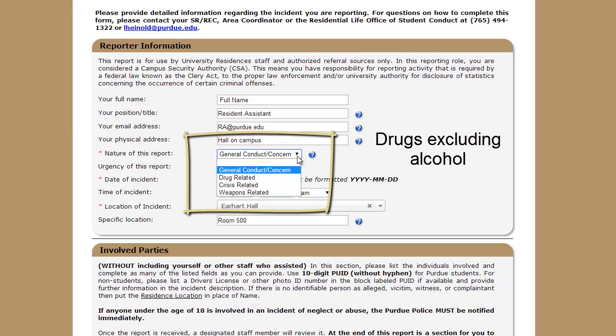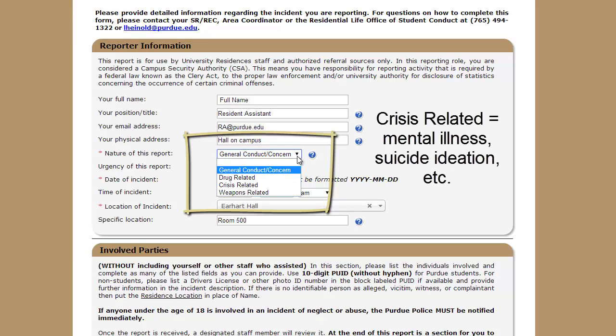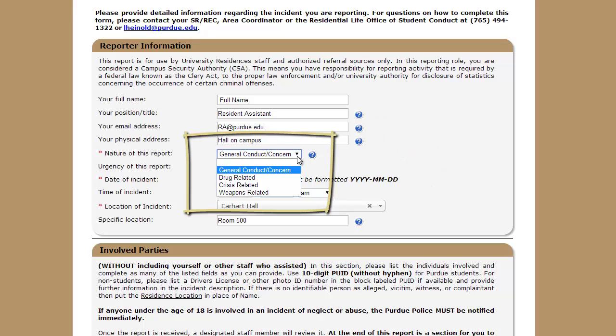Drug-related incidents should include any form of drug use, but not include alcohol, which would be a general conduct concern. Crisis-related incidents would involve serious mental or physical student encounters, especially those which may need immediate attention like suicide ideation. This could also include situations where a group or individual needs emergency medical attention. Weapons-related incidents should deal with serious weapons issues, but should not be simple items like a Nerf gun. Firearms, knives, explosives, swords, switchblades, combat weapons, etc. could fall into this category.